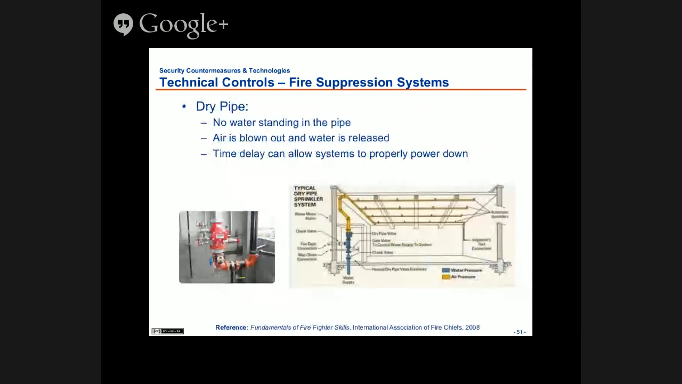All right, so we'll just go through this real quick. Here's talking about dry pipe. Basically, there's no water standing in the pipe. The air is blown out and water is released. Then a time delay can allow the system to properly shut down. This is just a type of sprinkler system. Something to think about in terms of how your organization is set up, in terms of what items are actually going to be from room to room.